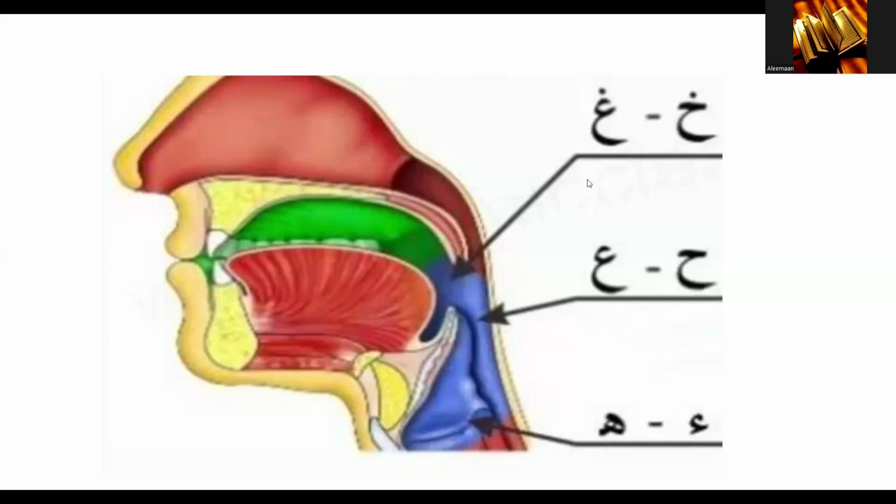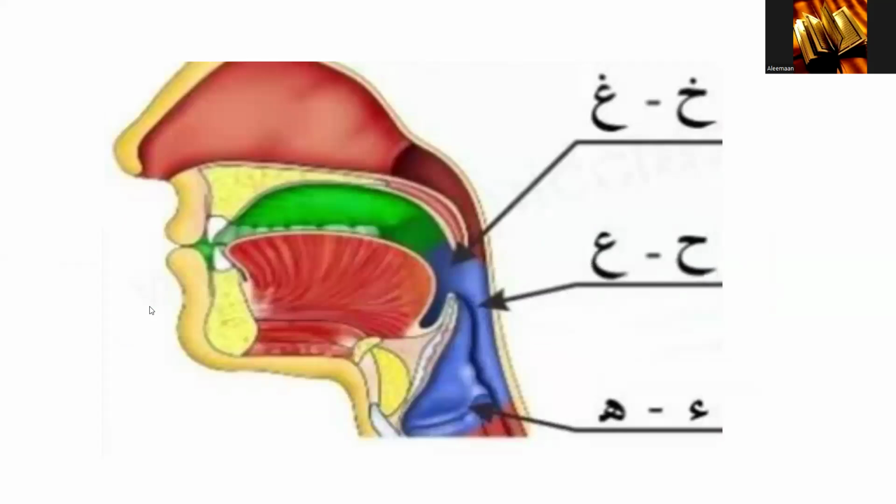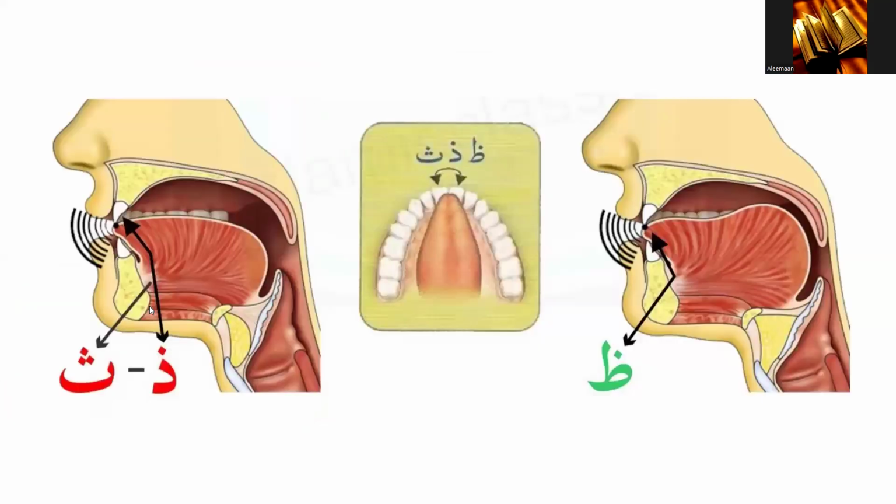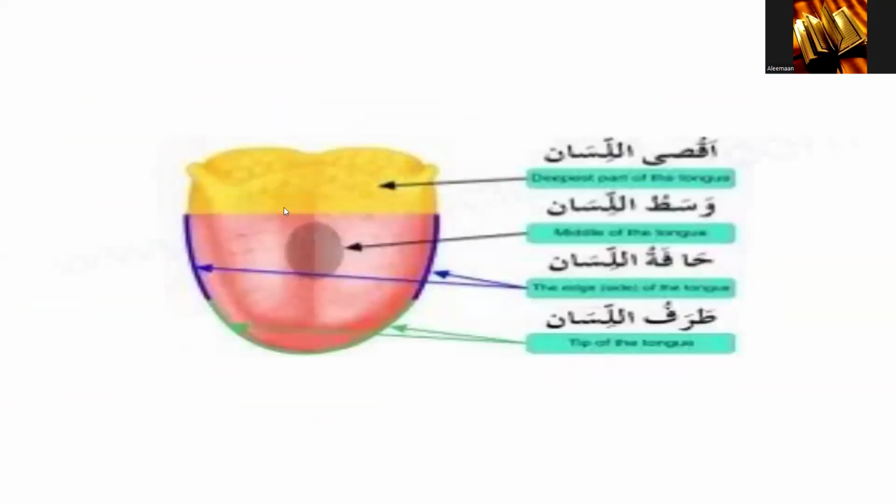So the two last articulation points which we have left are the letters of the lahat, and they are coming from the back of the tongue. Qaf and kaf. Do you know some definition of qaf and kaf? Yes.